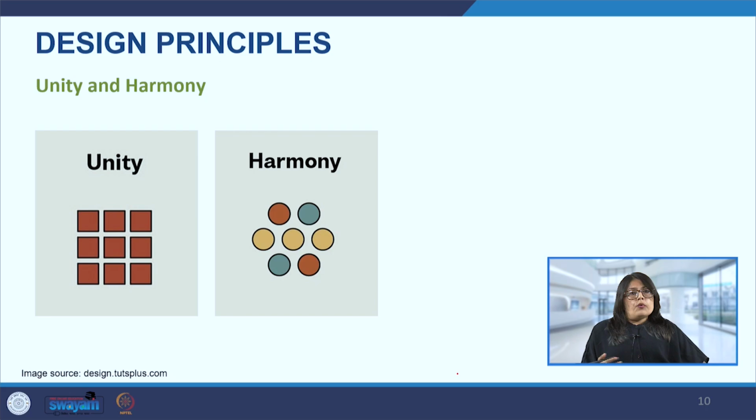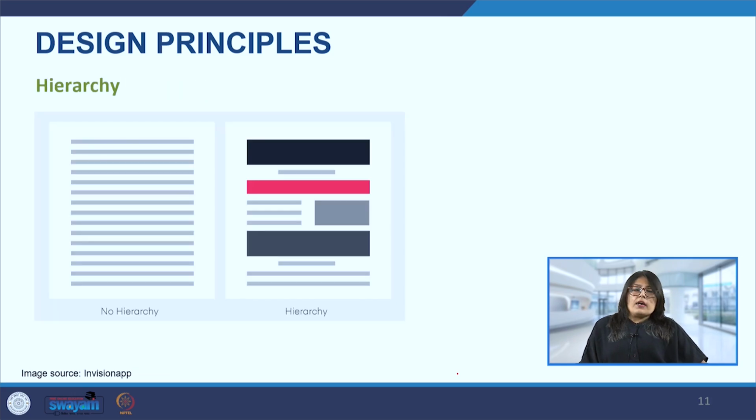So how harmonious the elements are, it will make it dull or it will make it too confusing. So that is important to keep in mind. And then we have the hierarchy. So hierarchy utilizes several principles like size, contrast, color, alignment, and many others, and this helps to emphasize certain characters of the design. So that becomes important.